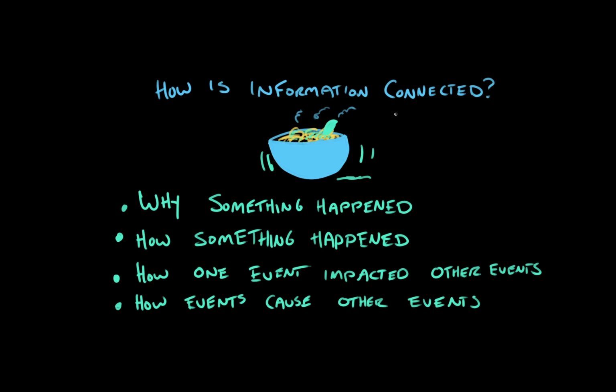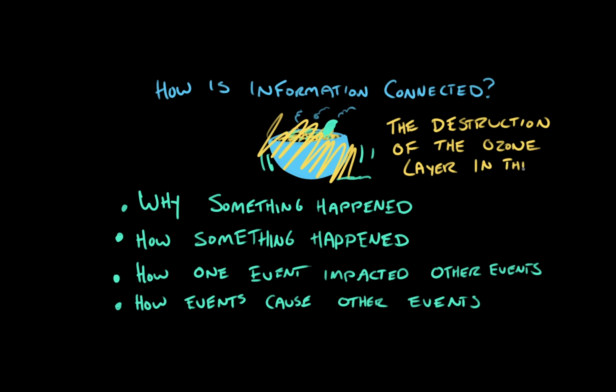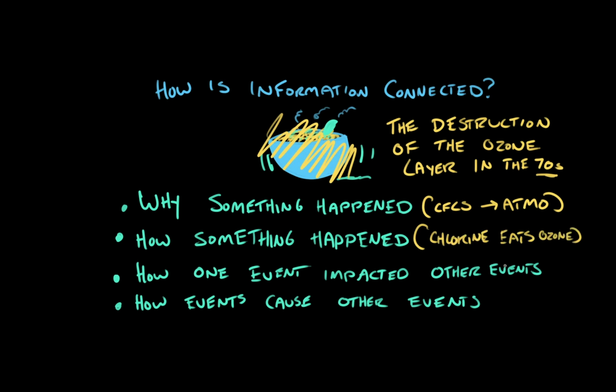So let's go back to our pasta bowl, and instead of pasta, scribble that out and replace it with the destruction of the ozone layer in the 70s. So why did it happen? And the answer to that is CFCs got into the atmosphere. I'm just going to write CFCs atmo. How did something happen? Well, when the CFCs get hit by solar radiation, they turn into chlorine, and the chlorine eats the ozone layer. And what is the impact of the ozone layer being destroyed? More exposure to solar radiation. And what caused this to happen? The use of CFCs in hairspray and refrigerators.